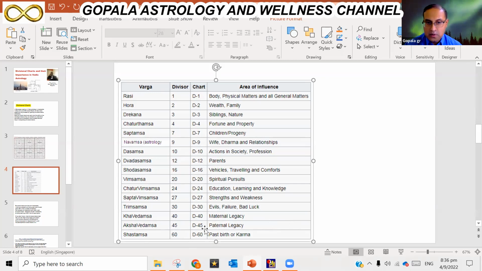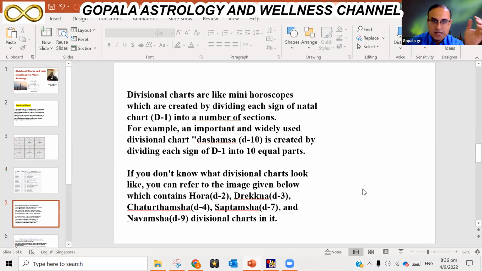And lastly, we give a lot of importance to the Shashtiamsha chart, which has the maximum importance in Vedic astrology if you happen to get the right time of birth. Please note that every 48 seconds, the Shashtiamsha chart's Lagna is going to change. That is the seriousness of it. So what we are trying to say here is this.